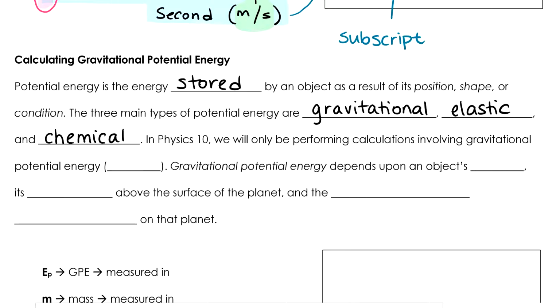In Physics 10, we are only performing calculations with gravitational potential energy, and we are literally going to say gravitational potential energy so many times in the coming weeks that we can just abbreviate it GPE and refer to it as GPE. So how do we calculate this? Well, it also depends on an object's mass as well as its height above the surface of the planet that it's on and the gravitational acceleration of the planet that it's on.